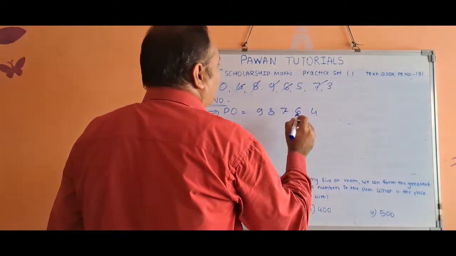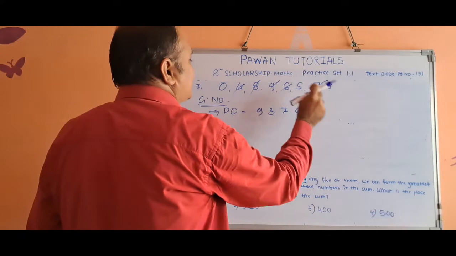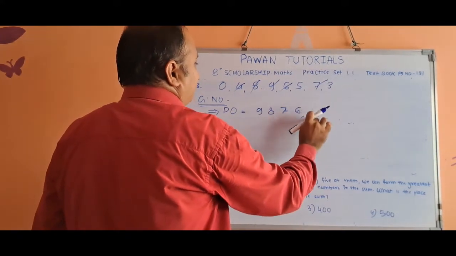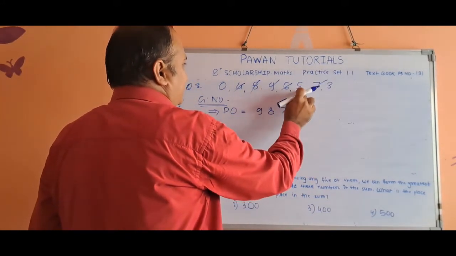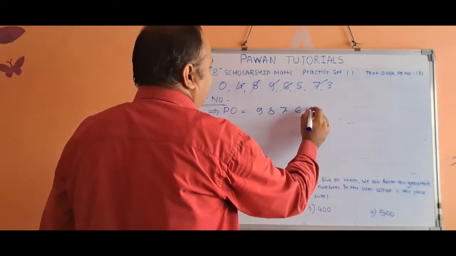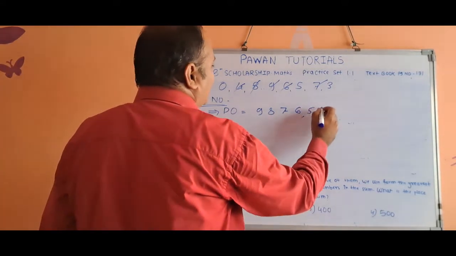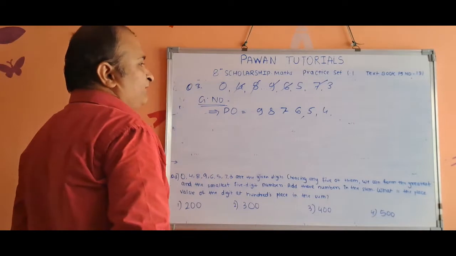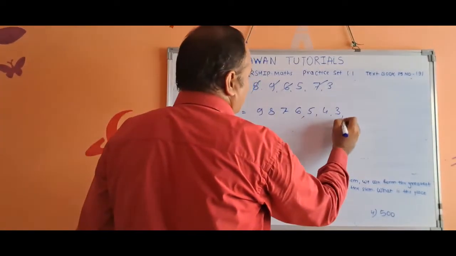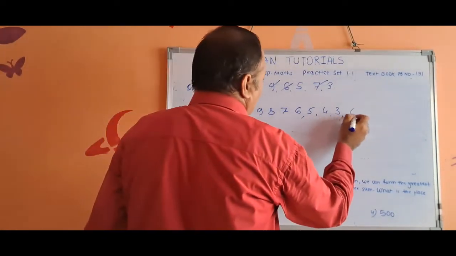So let me write 4 over here. No, that 5 is there, students. After 6, this 5 is also there, no? So write 5 and then 4 and finally 3. Second last digit will be 3 and then 0.